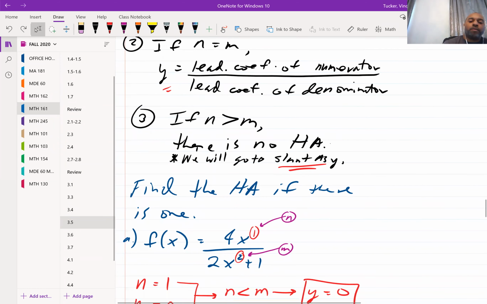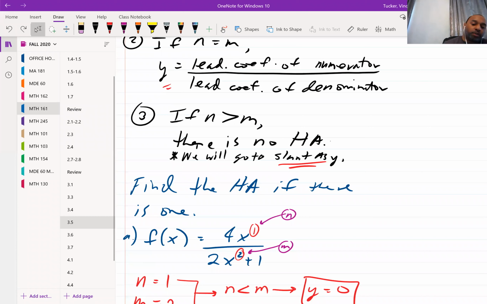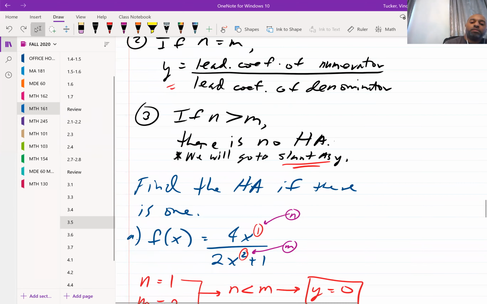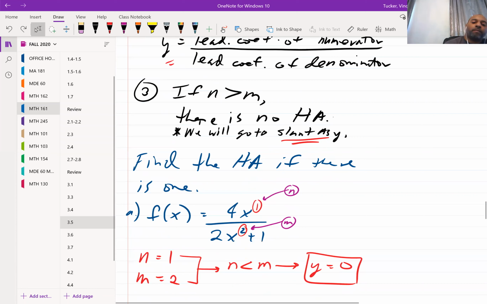The degree of our numerator is 1. The degree of our denominator is 2. Remember, it's the highest exponent in your numerator and denominator. So n is equal to 1, m is equal to 2. n is less than m, so that means y is equal to 0.